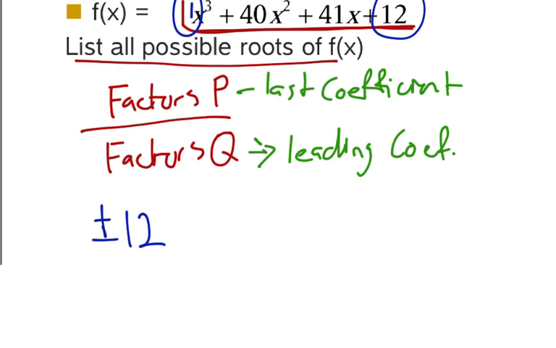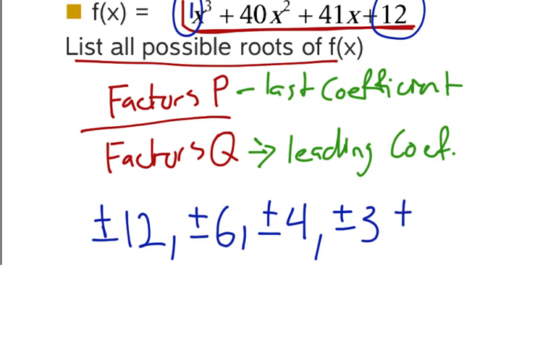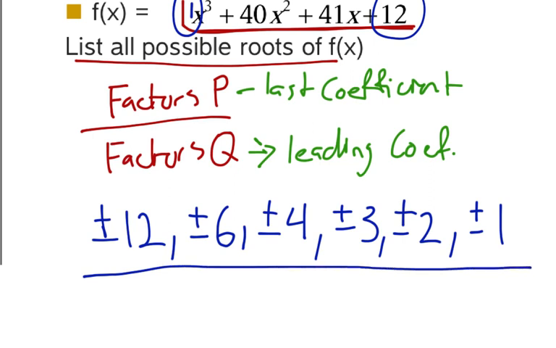Okay, so what we're supposed to do is take all the factors of p, which would be plus or minus 12, plus or minus 6, plus or minus 4, and plus or minus 3, plus or minus 2, and plus or minus 1. So those are all the factors of p, and then divide them all by the factors of q, which is just plus or minus 1 in this particular problem.